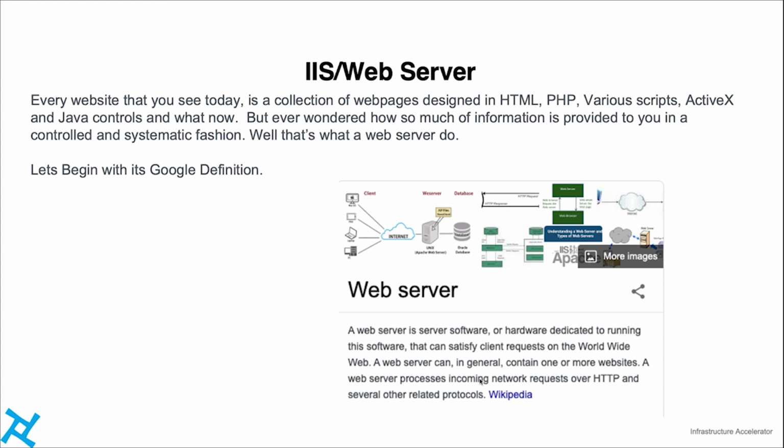A web server is server software, or hardware dedicated to running this software, that can satisfy client requests on the World Wide Web, www. A web server can, in general, contain one or more websites. A web server processes incoming network requests over HTTP protocol and several other related protocols.